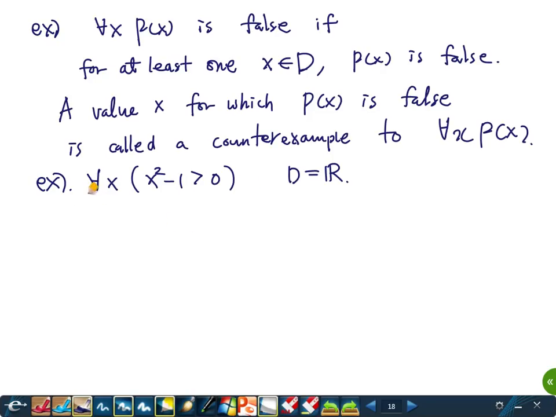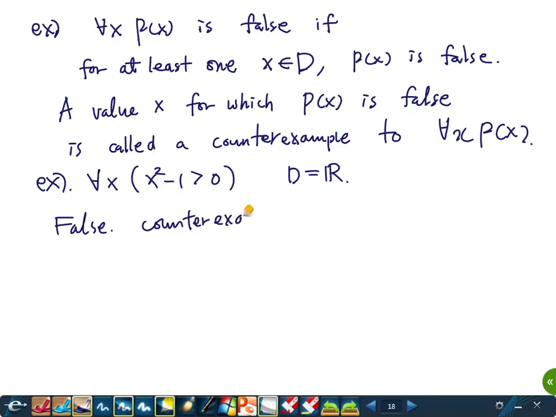So this proposition says for every x in the set of real numbers, x squared minus 1 is greater than 0. Is this true? No. You can find a counterexample. What is a counterexample? This is false. There are many counterexamples, but you need only one.